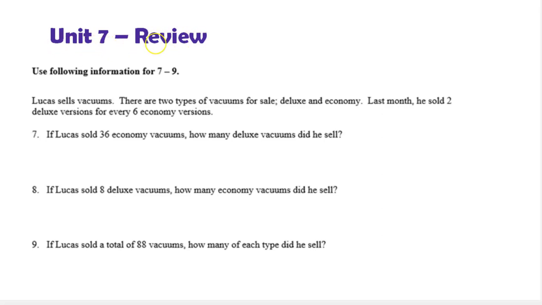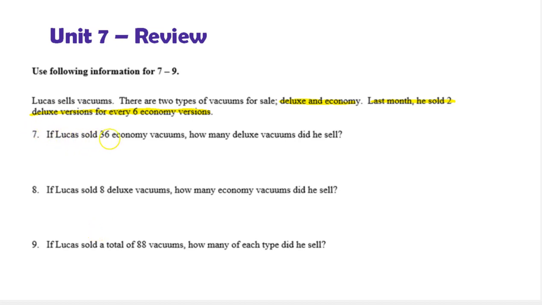Unit 7 Review. Use the following information for 7 through 9. Lucas sells vacuums. There are two types of vacuums for sale, deluxe and economy. Last month, he sold 2 deluxe versions for every 6 economy versions. So that's given information for all of these problems. So let's look at number 7.